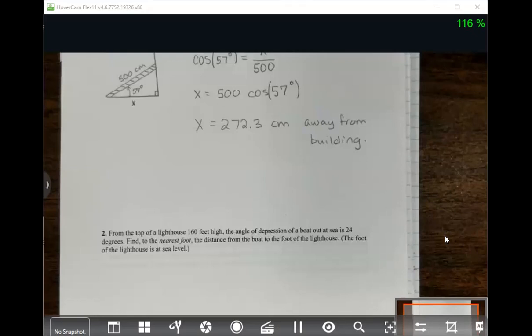Okay, so from the top of a lighthouse, 160 feet high, how many inches is 160 feet? No. The angle of depression of a boat out at sea is 24 degrees. Find to the nearest foot the distance from the boat to the foot of the lighthouse. The foot of the lighthouse is at sea level.